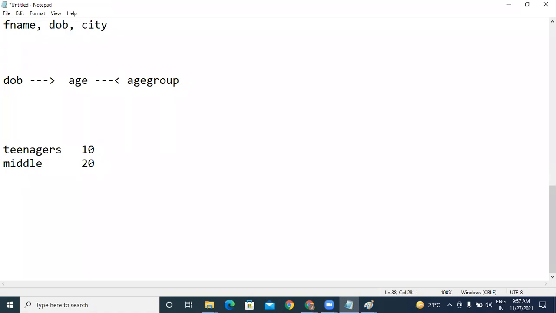Understand the point, sir? In this way, extract data. First, perform the data cleansing activity. Next, I am performing different required transformations like date of birth to age, age to age group, and then finally storing into my target system. So this is the work style of ETL.